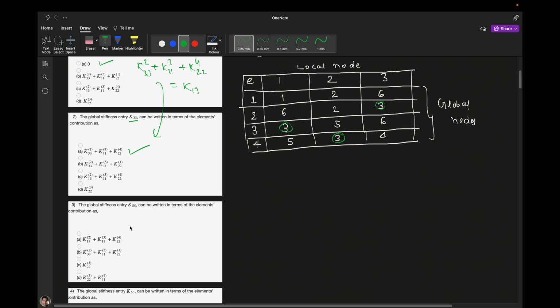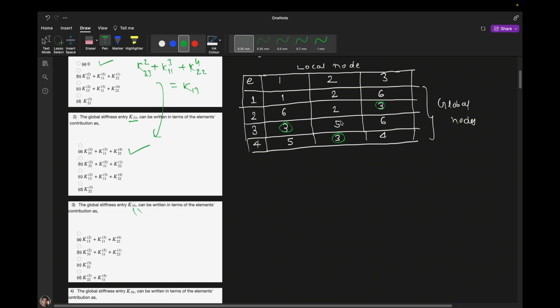Now let's move on. It is asking what will be the entry for K55. Okay, so let's search K55, which means that the global node should be 5 and 5.